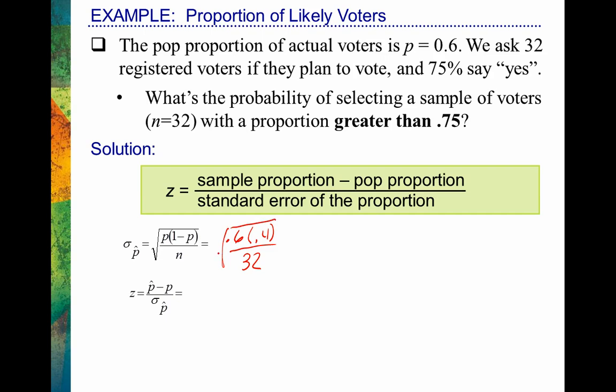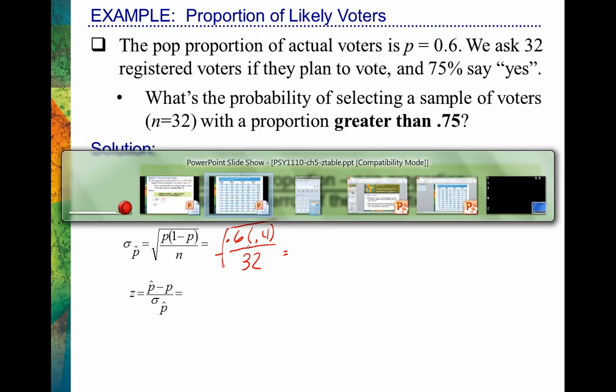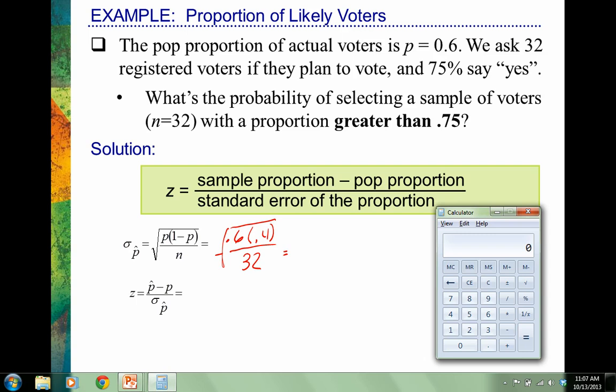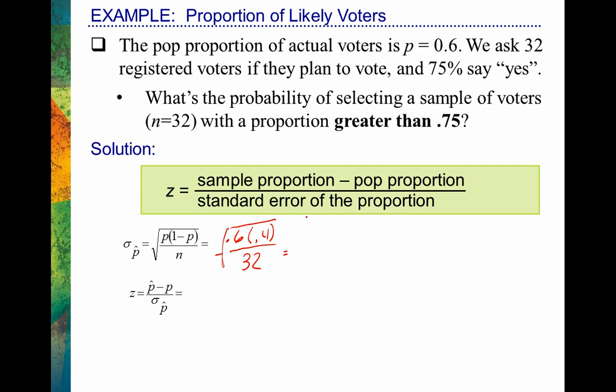All right, so this is going to take just a couple steps. Let's just simplify and solve that. We can take 0.6 and multiply by 0.4. And just to make sure we don't make any mistakes, let's use our calculator. So 0.6 multiplied by 0.4 equals 0.24. So this equals 0.24 in our numerator divided by 32. And again, we don't want to forget to take the square root eventually.